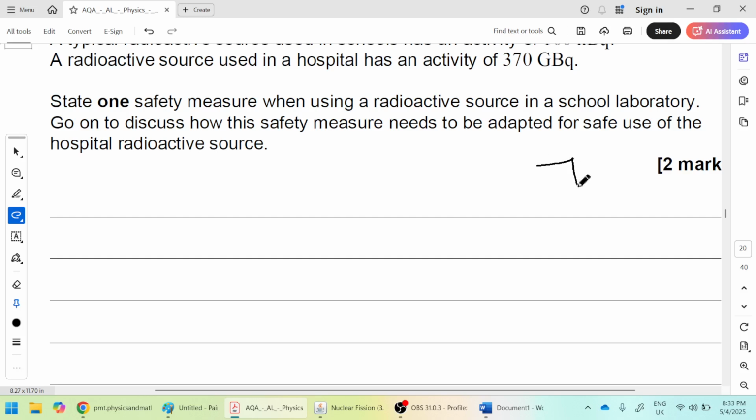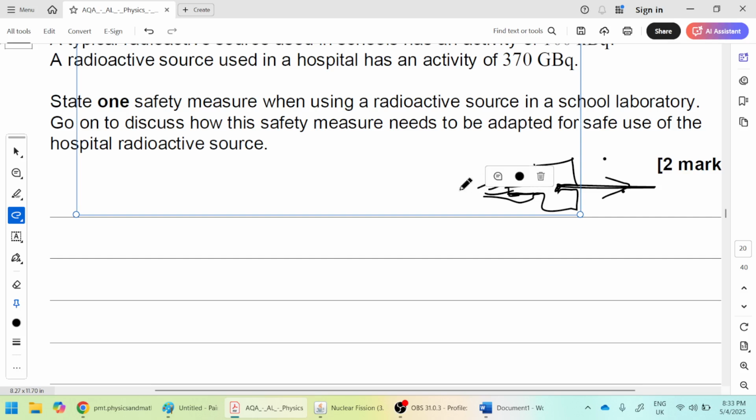The radioactive source itself looks like this. This is the cross section. The radioactive thing is inside over here, and this is made of metal so that the radiation escapes in this direction. So you point it away from people, and you use tongs to hold this over here.